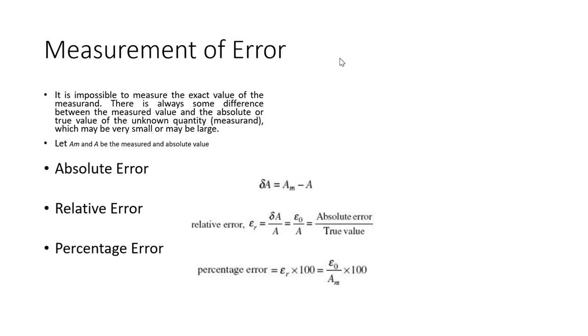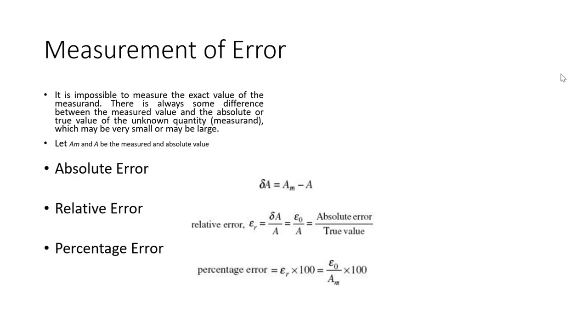Error measurement is done for every instrument, and it is almost impossible to get the absolute true value. So there are 3 types of error measurement. The first one is the absolute error. Absolute error is the difference between the actual and the measured quantity.